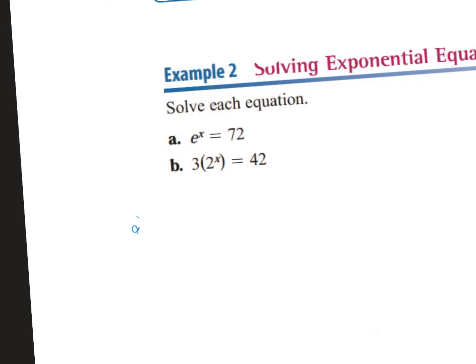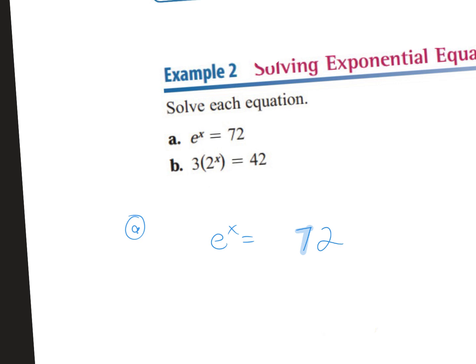So let's look at letter A. I have e to the x equals 72. When I look at this equation, the first thing you should do is look at your function itself. Is there anything being added, subtracted, multiplied, or divided to that e to the x? No. You don't have to undo anything. So I look at it and I say, okay, I have e to the x. What is the opposite of e to the x? ln. e and ln are opposites of each other.